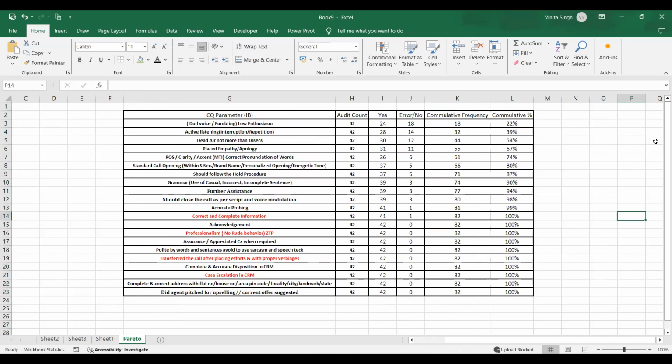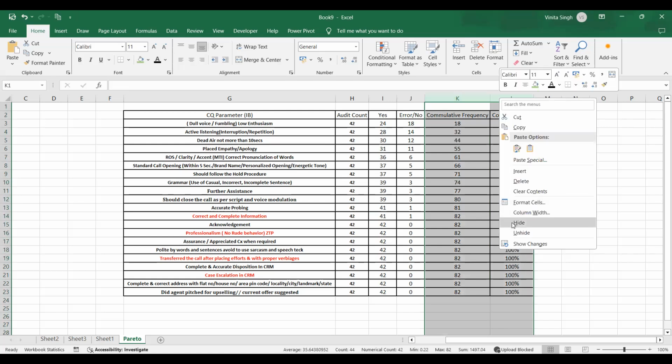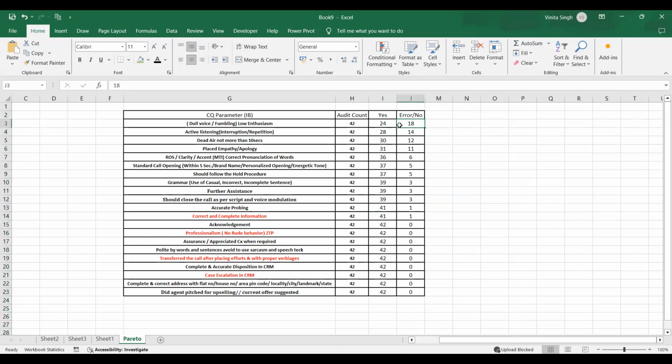Now, there is a cumulative frequency and cumulative percentage. We are ignoring this because it is not a cumulative parameter. How do we create the Pareto chart? The Pareto chart is not created on yes. The Pareto chart is created on defects. The errors, the no's, these are the defects.